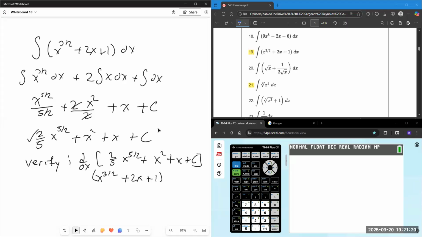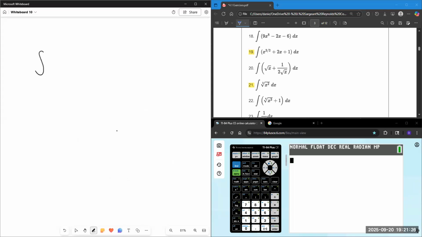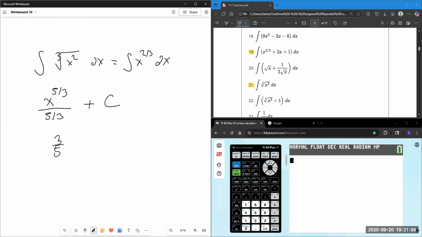Moving on to number 21. 21 says the integral of the cube root of x squared dx, which is the same thing as the integral of x to the 2/3 dx. So when I integrate, I'm going to add 1 to the exponent, that's x to the 5/3, divided by 5/3 plus the constant of integration c. So this is 3/5 x to the 5/3 plus c.